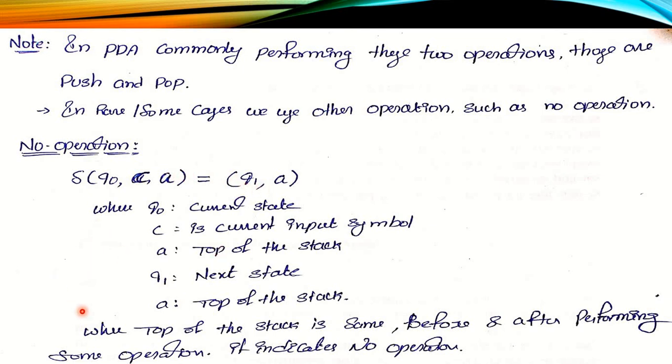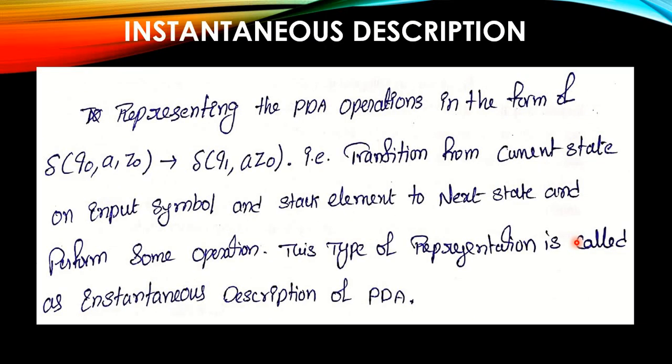This type of representation is known as no operation. Here only the state will be changed. It doesn't perform anything on the stack: no push operation, no pop operation. So these are the various types of operations we can perform in pushdown automata. Those are push operation, pop operation, and no operation.